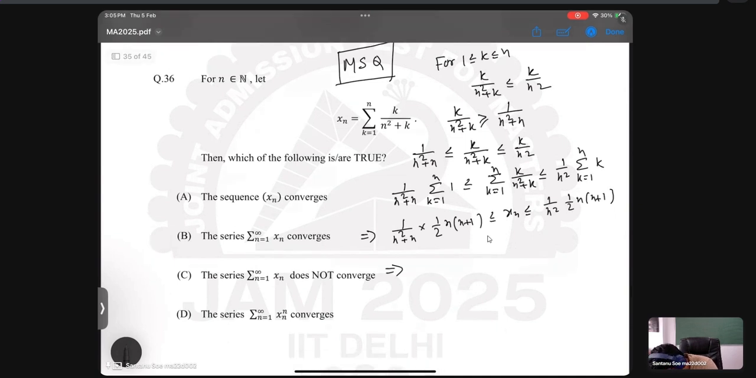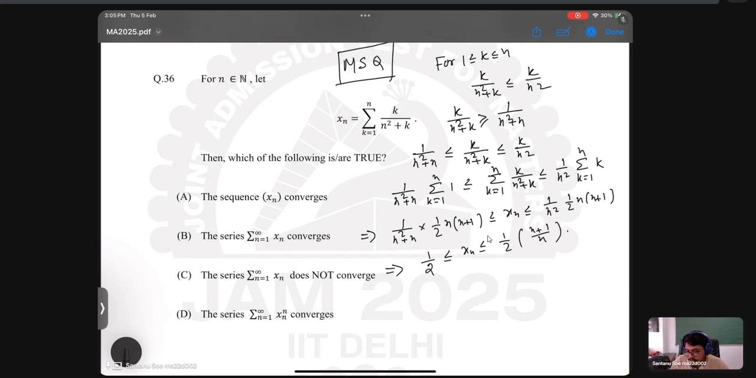Now n into n plus 1 is nothing but n square plus n, so it will get cancelled out. So we have 1 by 2 less than or equal to x_n less than or equal to 1 by 2 times n plus 1 by n.